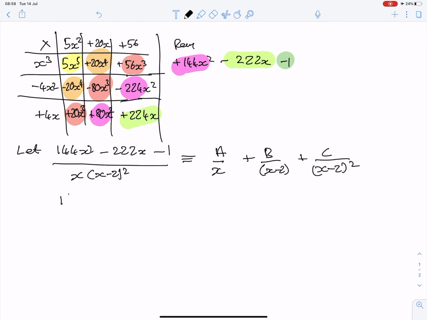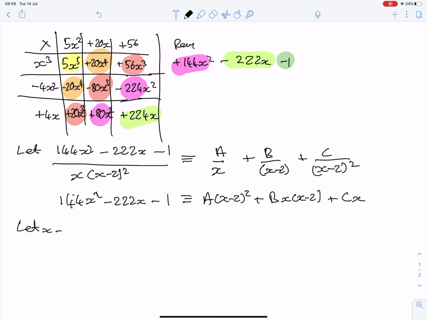Multiply through by the denominator, so we get 144x squared minus 222x minus 1 is identical to a lots of x minus 2 squared plus b lots of x times x minus 2 plus c lots of x. Okay, what values of x are sensible to choose? Well, 0 seems like a good one to start with, so let x equals 0, and we get minus 1 equals 4a. Implies a equals negative a quarter.